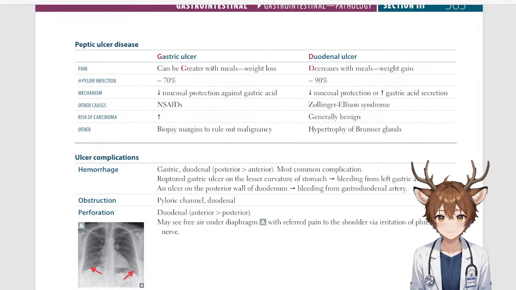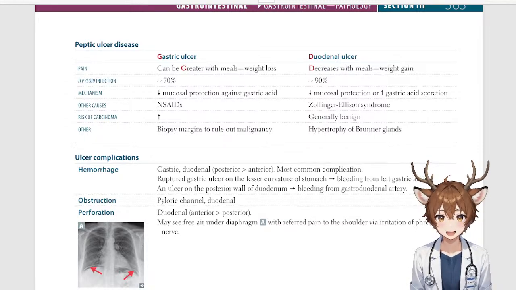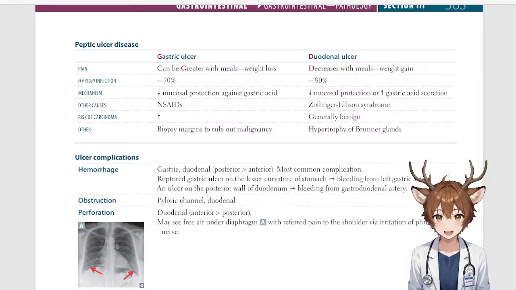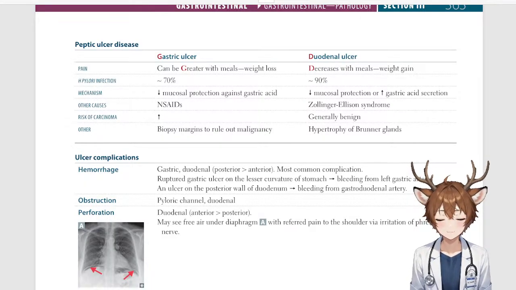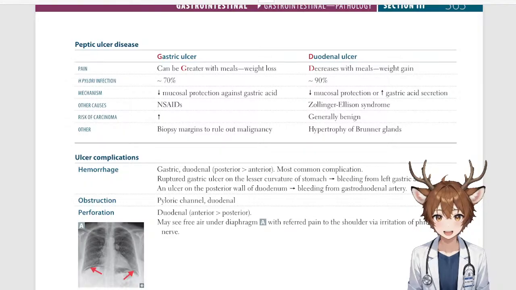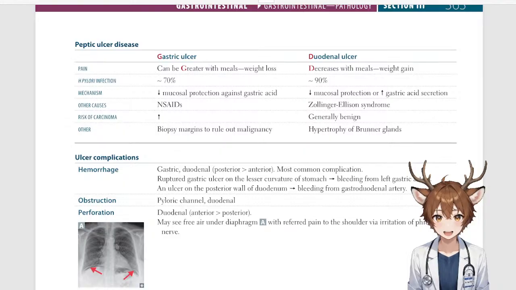Duodenal ulcer, the pain decreases with meals, which can cause you to have weight gain. You will find an H. pylori infection in 90% of cases. Mechanism would be the decrease in mucosal protection or the increase in gastric acid secretion. It can also be caused by Zollinger-Ellison syndrome. And the risk of carcinoma is generally benign, not routinely biopsied.